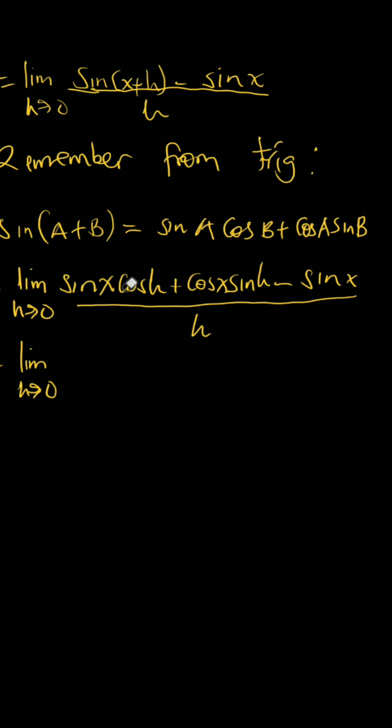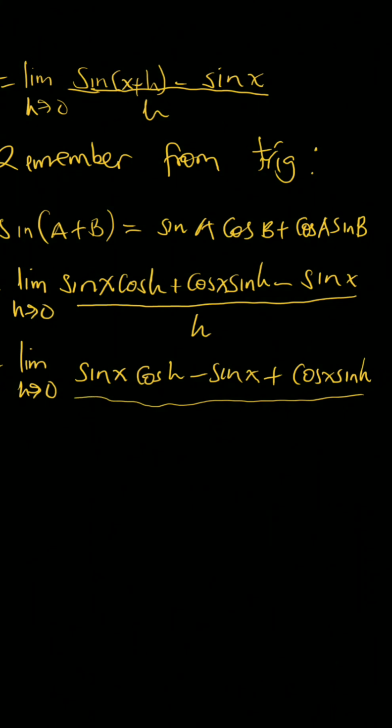Now if you look at the first part of this expression and the last part, they all have something in common, and that is sine x. So these can be grouped together. So this will therefore be sine x cos h, then minus sine x, then we add the remaining one, which is plus cos x sine h, then divided by h.